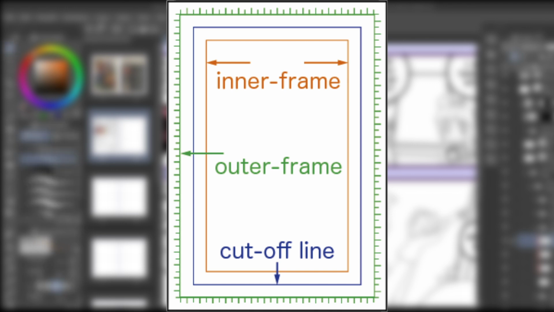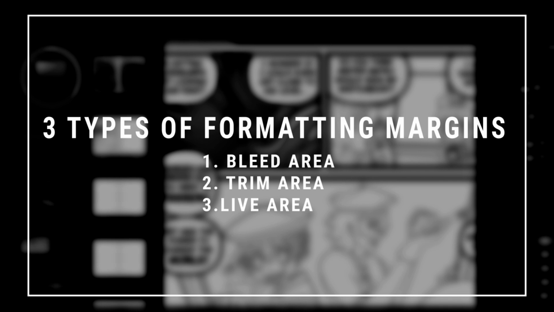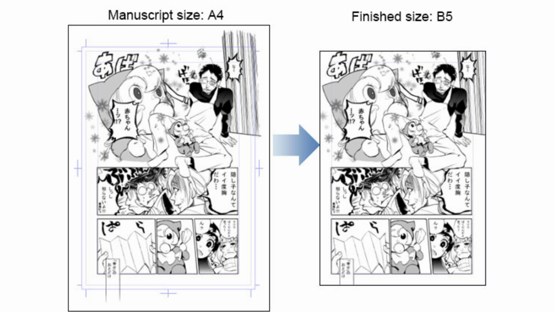mass production. When it comes to making comics and manga, there are three main margins you want to be aware of: safe/live area, trim/cutoff area, and bleed area. Anything drawn or written outside of the cutoff margin will not be present in the final print. This dead area is known as the bleed area.